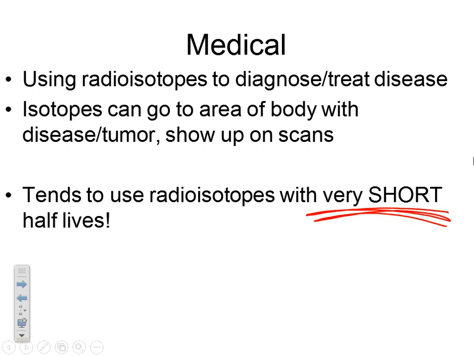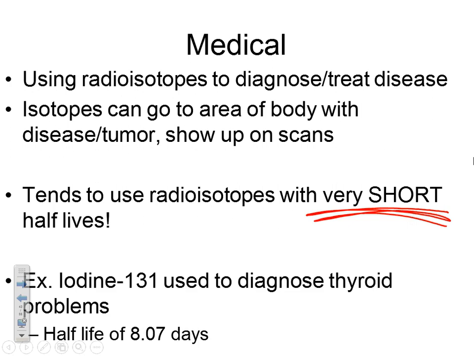So that's a really big difference here when we're talking about medicine. We are no longer talking about things that are radioactive for 5,700 years. We're talking about things that are radioactive for maybe a few hours, maybe a day, maybe a few days, maybe even on the order of minutes. Things with much shorter half-lives, so they're not radioactive as long. The big example that the Regents loves to ask in specific regard to this type of use of radiation is iodine-131 for thyroid problems.